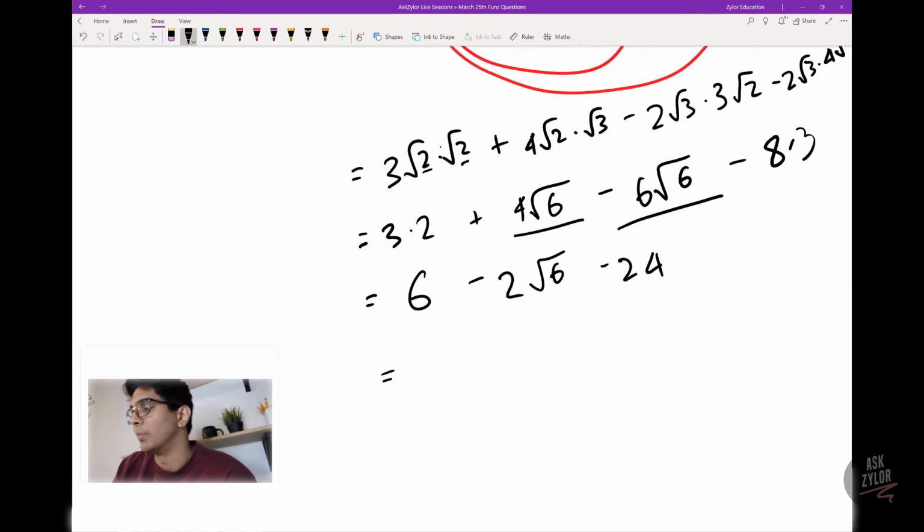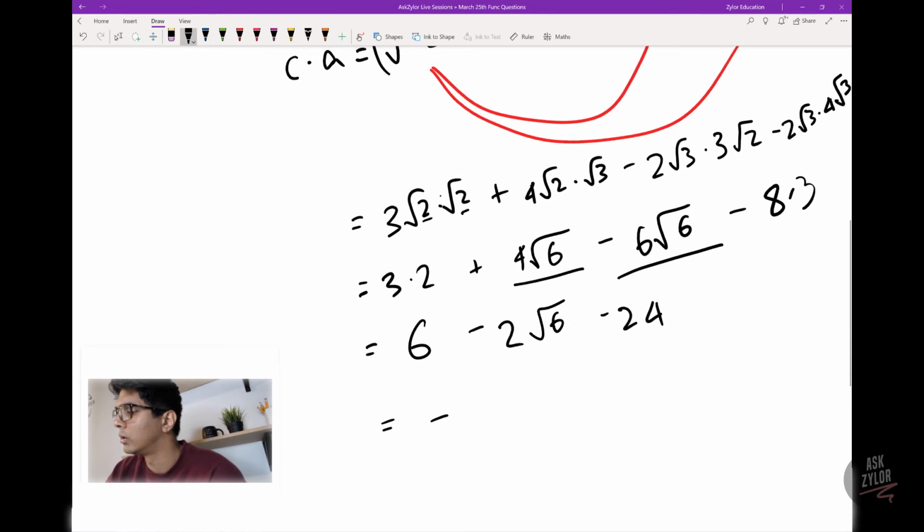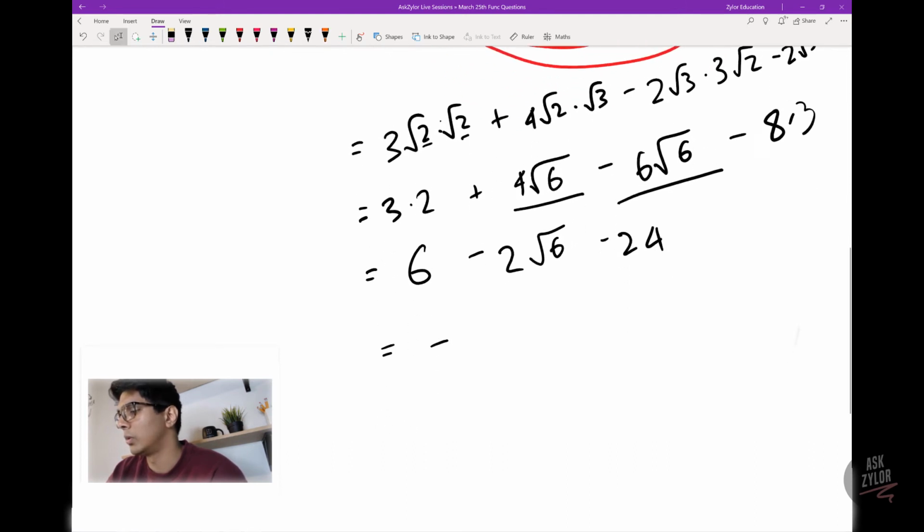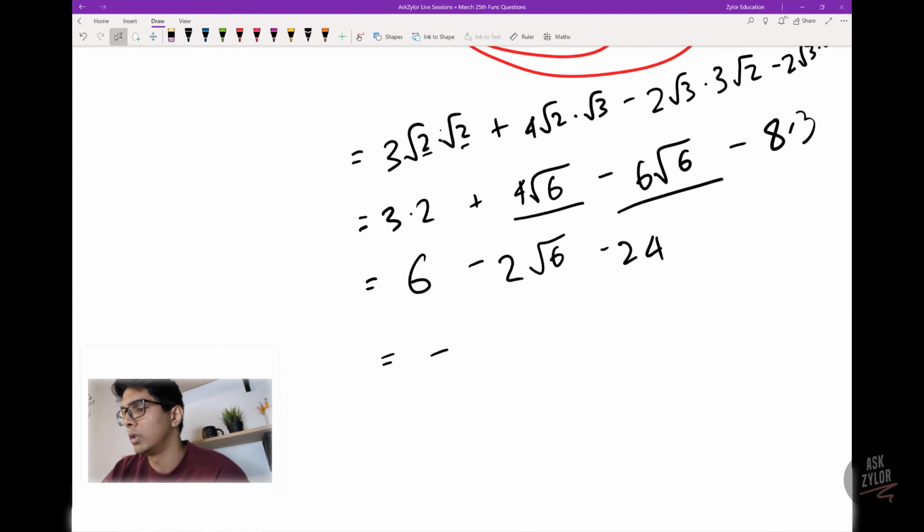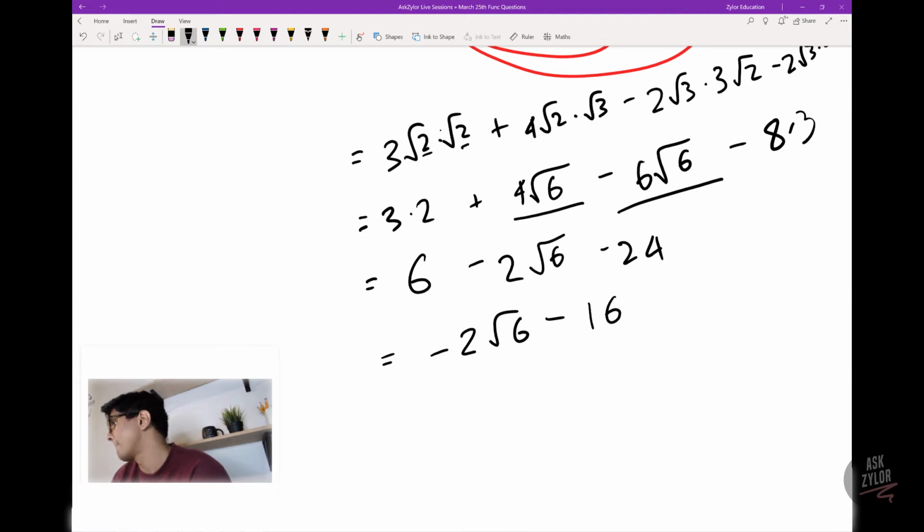So then I'm going to simplify this to give me negative 16. So, yeah, 8 times 3, 24. So negative 2 square root 6, and then minus 16. Sorry, this is going to be minus 18.